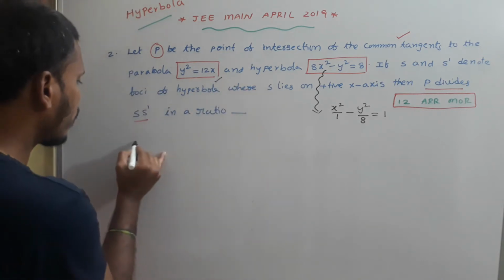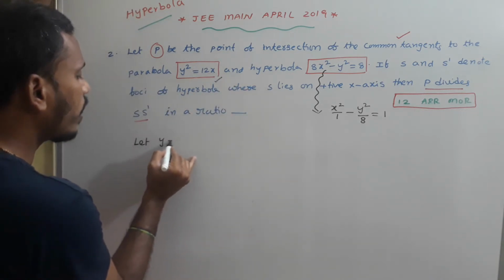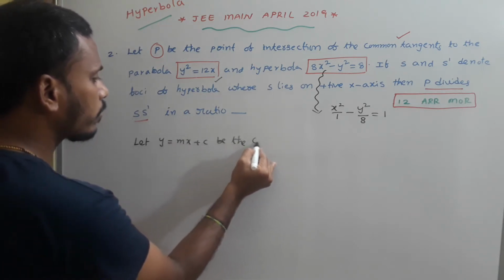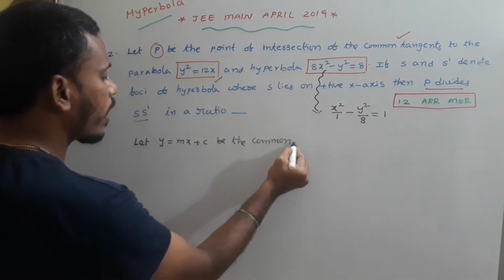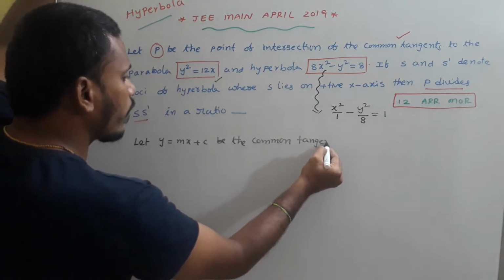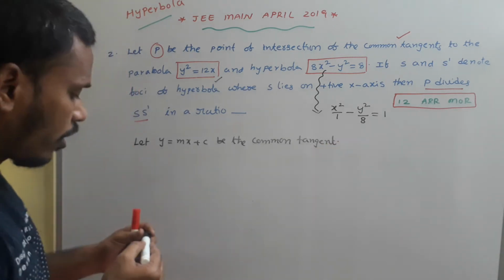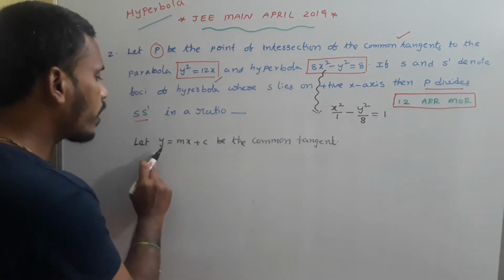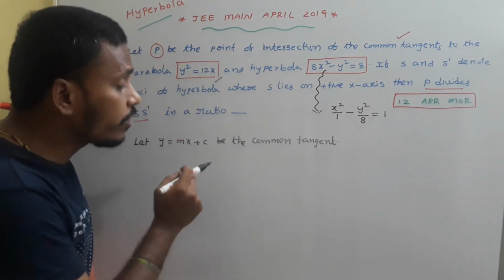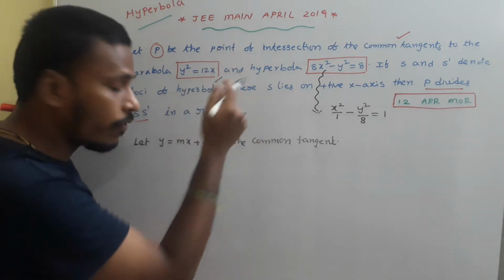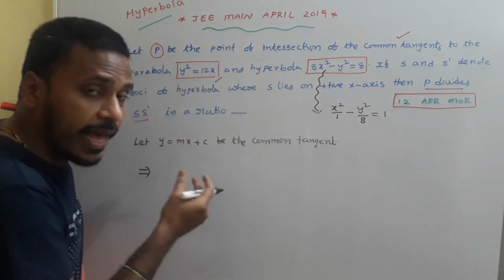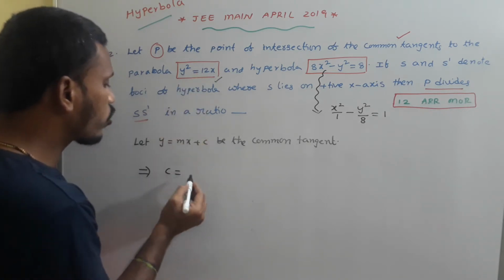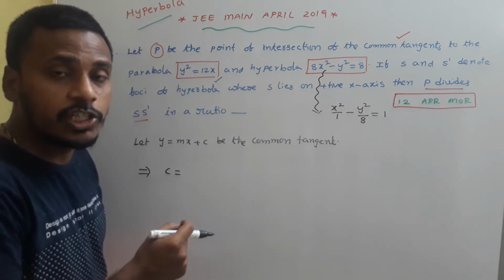Now let y is equals to mx plus c be the common tangent. Our task is to find the common tangent equations and then the point of intersection of those tangents. So y is equal to mx plus c is a line having slope m, which is a common tangent for this parabola as well as for the hyperbola. Then just use the tangent conditions for parabola and hyperbola. Since it is a tangent for the parabola, c is equals to a by m.